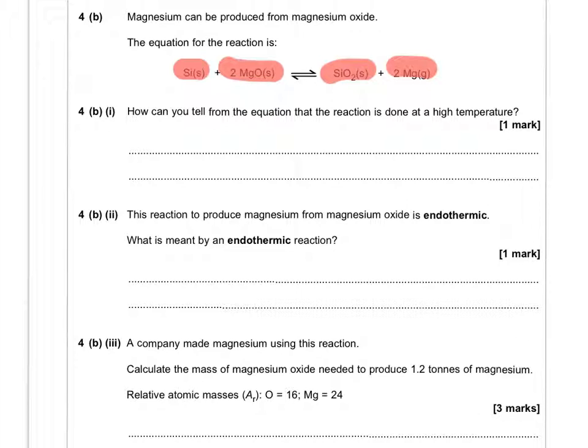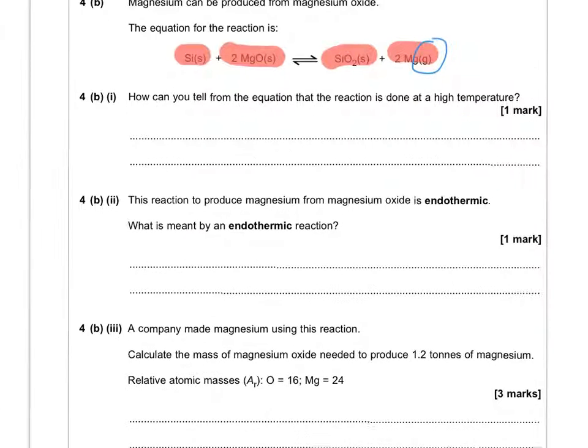Now I'd be looking at this, and the thing I'd spot is I'd look for anything that doesn't look quite normal, and that's the thing that doesn't look quite normal. That magnesium becomes a gas, and you've got to think, why would magnesium become a gas?